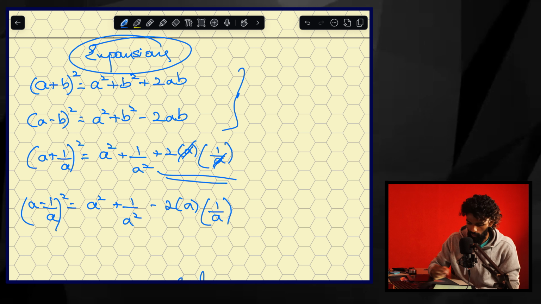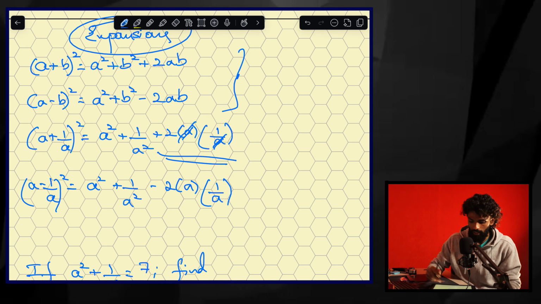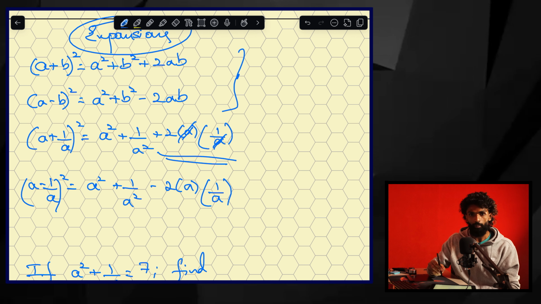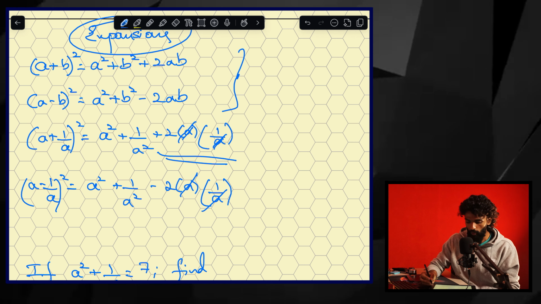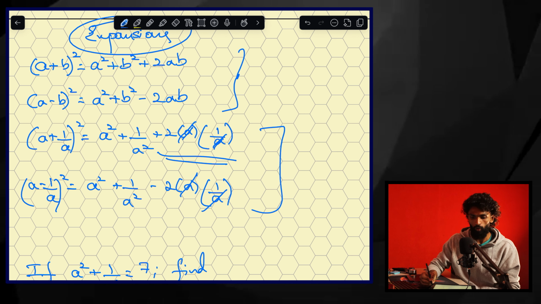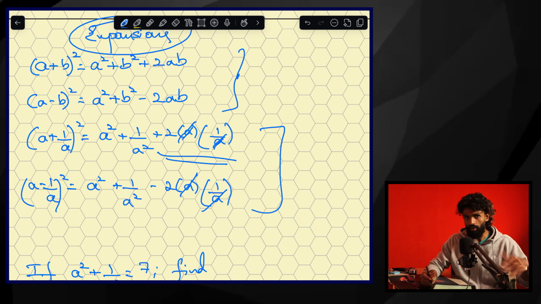They get cancelled, which means the answer for the last term will always be a number, and that number is 2. Similarly, for the next one, (a minus 1 by a) the whole square, it will be a square plus 1 by a square minus 2 into a into 1 by a. The a gets cancelled here as well and you get the answer as minus 2. So understand that the third and the fourth formula depend on 1 and 2. 1 and 2, you guys already know. Let's dive into the question directly.